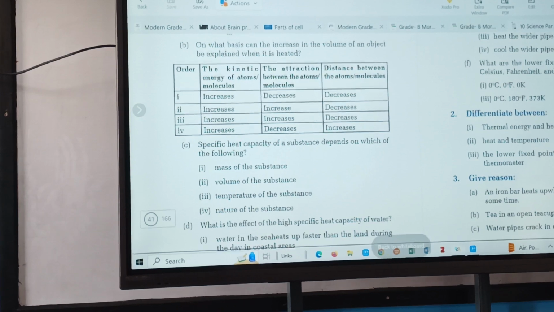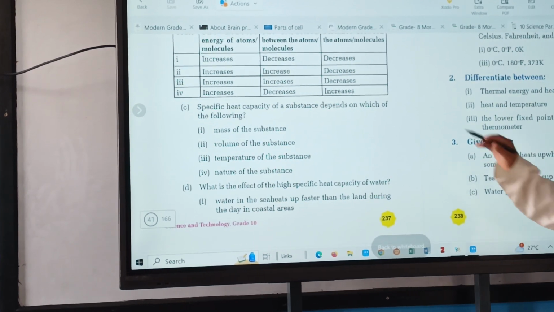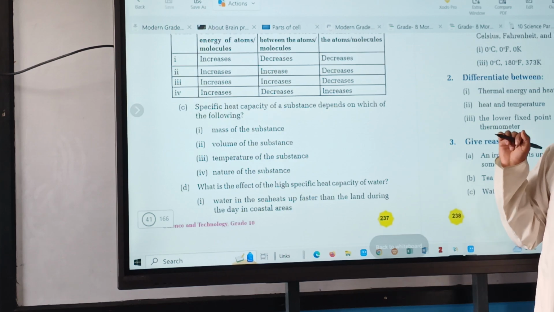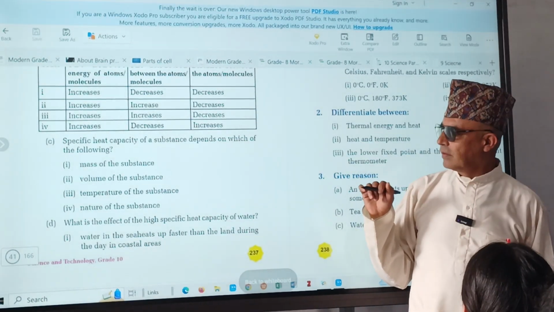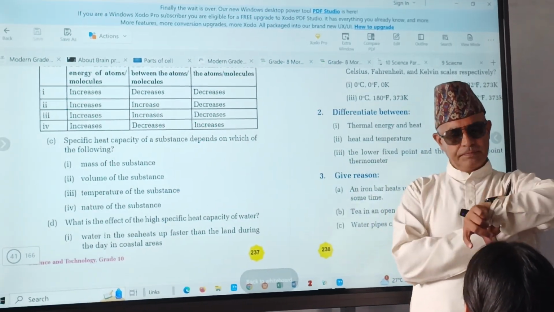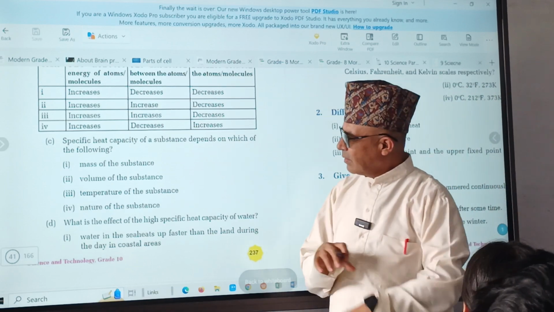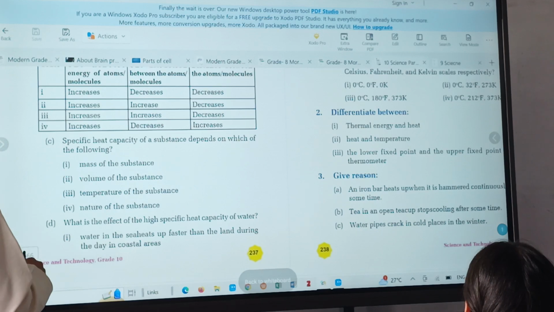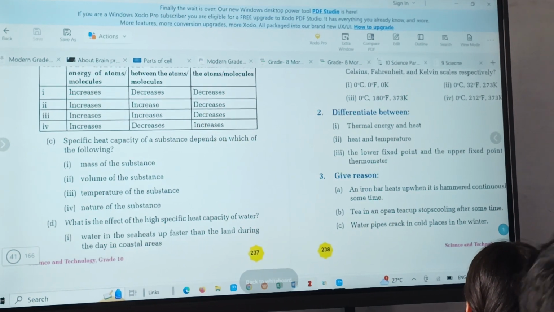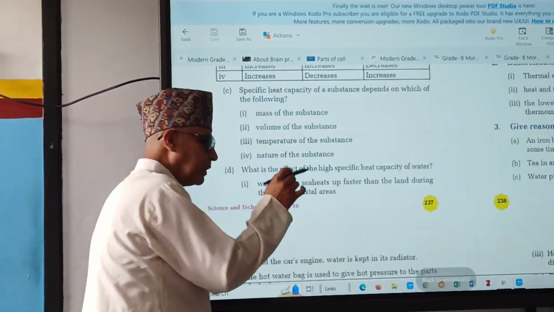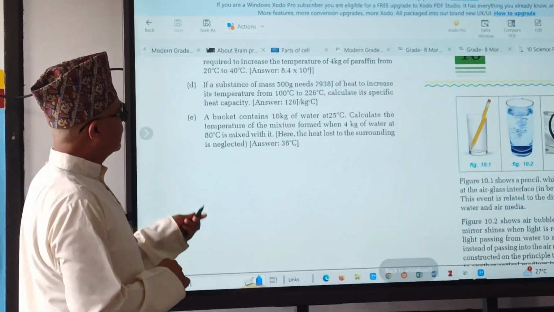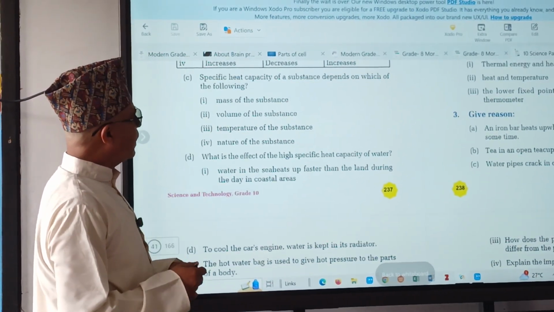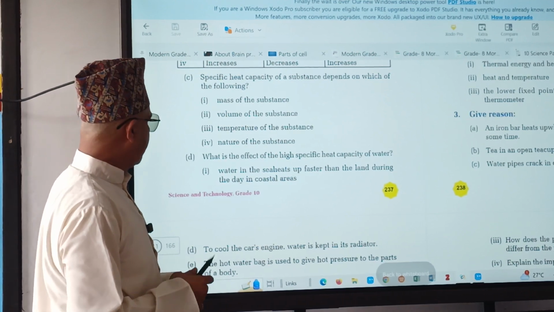Specific heat capacity of a substance depends on which of the following? Mass of the substance, volume of the substance, temperature of the substance, or nature of the substance. Nature of the substance is the answer. Number D. What is the effect of the high specific heat capacity of water?